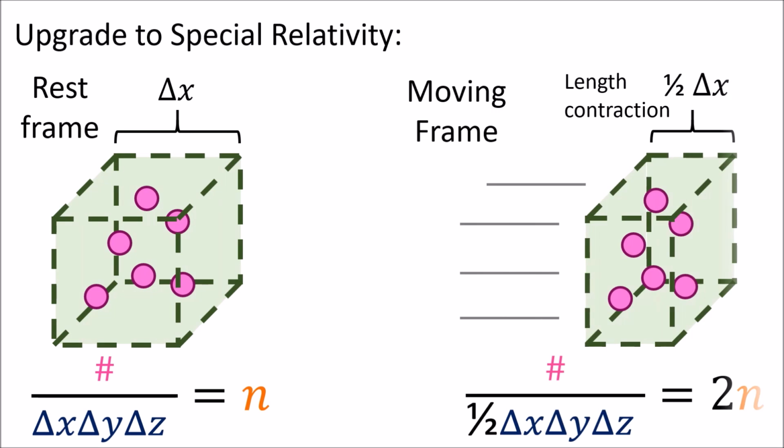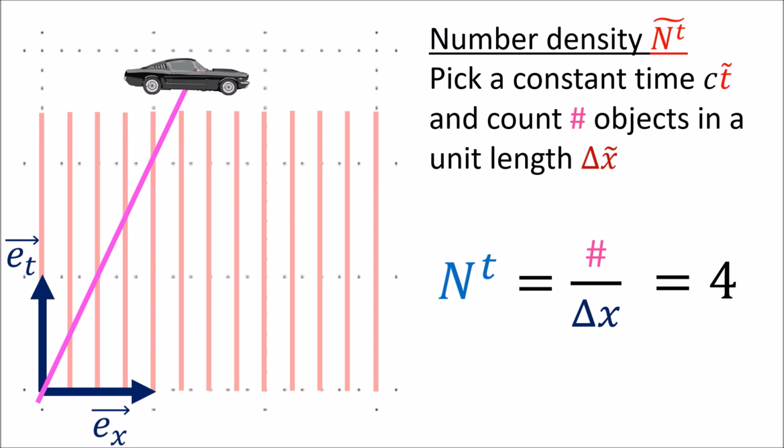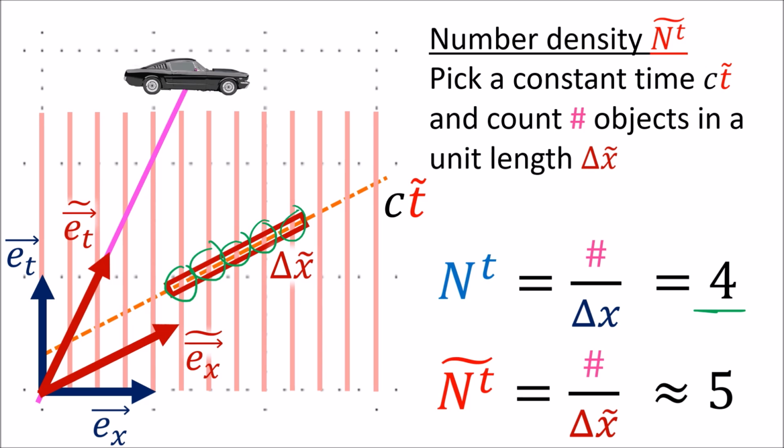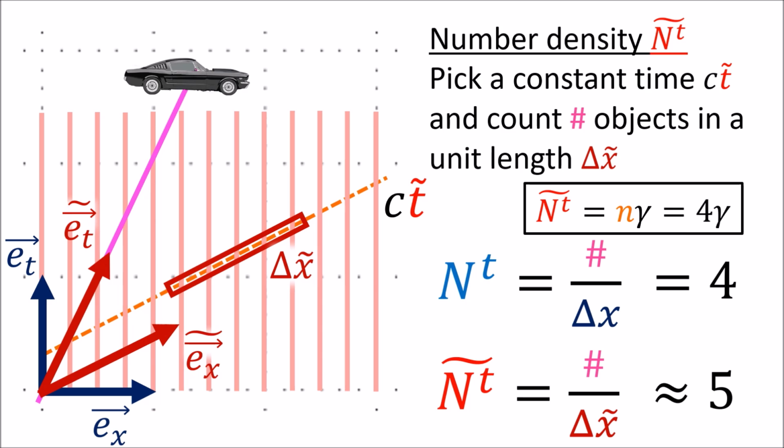If we upgrade to special relativity, which uses Lorentz transformations instead of Galilean transformations, we have to deal with length contraction, which does make the number density different in different reference frames. So when the stationary frame measures a number density of 4 here, the moving frame measures the number density along a diagonal line of constant ct tilde, using a unit length of delta x tilde, which results in a higher number density of around 5. Specifically, the number density in the rest frame is increased by multiplication by the gamma factor for the moving frame. The gamma factor takes length contraction into account so that there are more particles per unit of space.